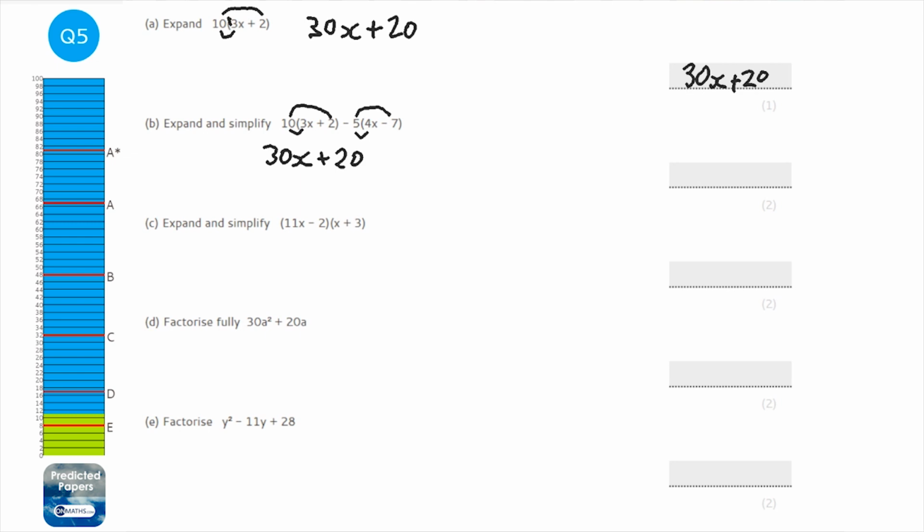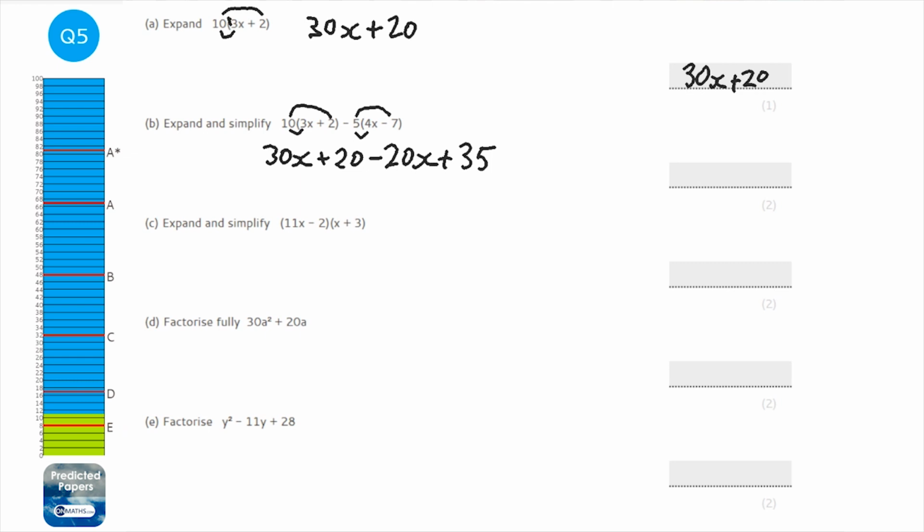Now the next one is minus 5 times 4x. So a minus times a positive is a minus. 5 times 4 is 20, and we've got that x. Now the rainbow on the second bracket is the one that almost everyone gets wrong. It's minus 5 times minus 7. So a minus and a minus make a plus. 5 times 7 is 35.